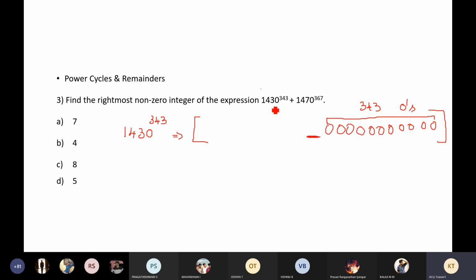3 power 343. Can you guys tell me what will be the last digit of this one? Because instead of 0, I've written 343 zeros. So take that away. So 3 power 343. What will be the last digit of 3 power 343? Because I know 3, 9, 7, 1. Remainder 1, remainder 2, remainder 3, and remainder 0. Correct? Can you guys tell me what will be the last digit here?